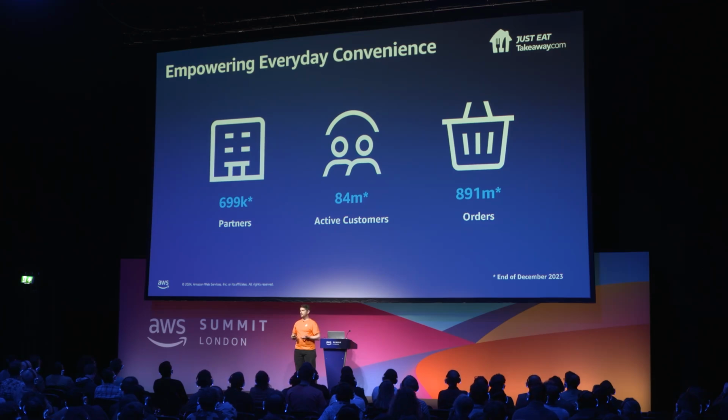JustEatTakeaway.com operates at a global scale. In 2023, we worked with 699,000 partners, 84 million active customers used our platform, and we fulfilled 891 million orders. All of this is supported by a platform which is formed of hundreds of microservices which integrate with many AWS and other third-party services. So how do we ensure that we have the right level of instrumentation, the right level of telemetry data to successfully and confidently operate our platform? How do we ensure that our customers and partners are always delighted?